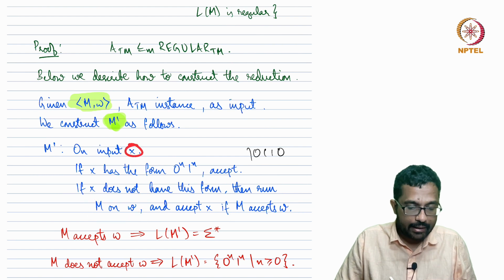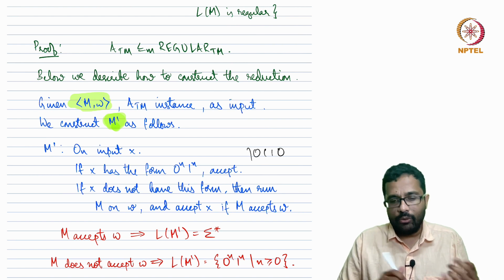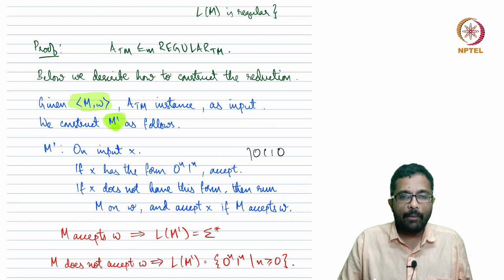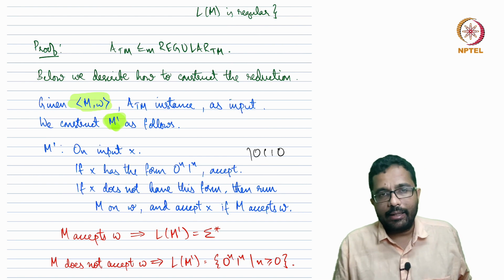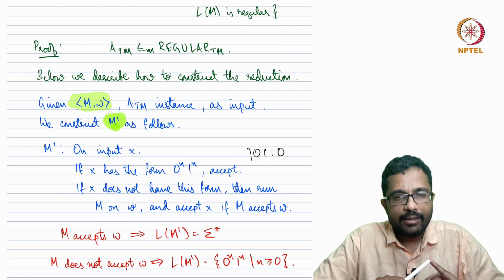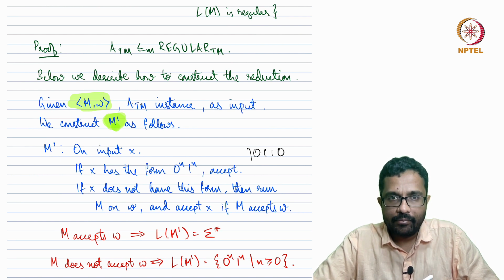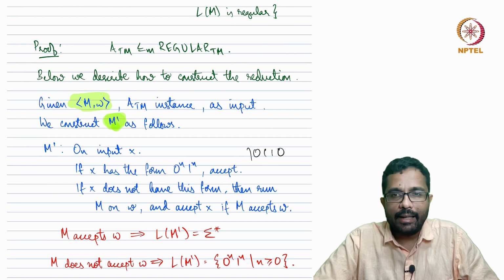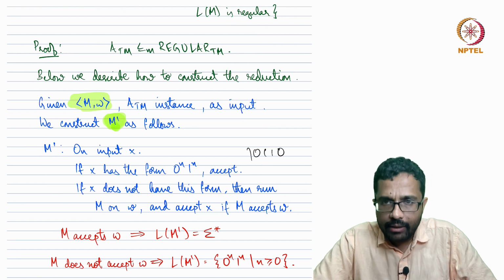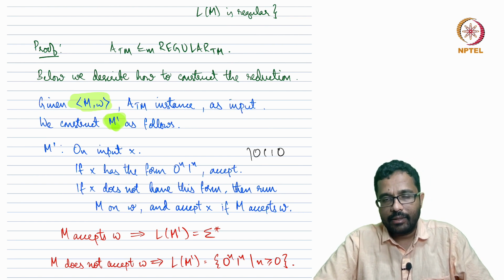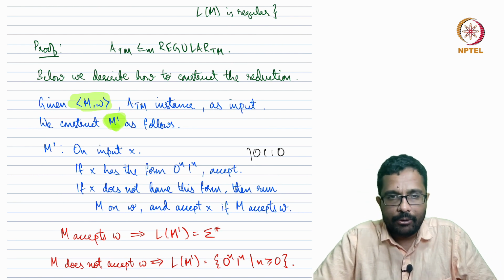Again, it is not x but w. So we run M on w, and if M accepts w, we accept x. Let me repeat what M prime does. Given the input x, it checks whether the input is of the form 0^n 1^n. If it is of that form, it accepts. If it is not of this form, it checks whether M accepts w by running M on w. It accepts x only when M accepts w.